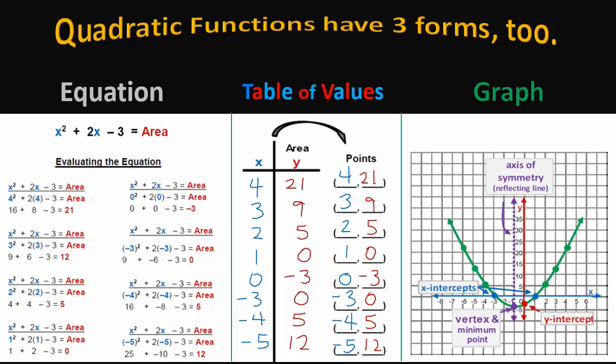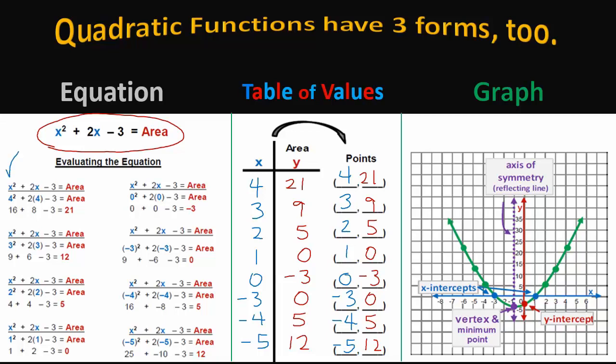We have already created our equation to find the area of the rectangle when we multiplied the binomial length times the binomial width. We then used FOIL, and we discovered that x squared plus 2x minus 3 is equal to the area. Our next step is to evaluate the equation. Remember that we do that by choosing some number values to put in for x, working the equation, and seeing what comes out for y.